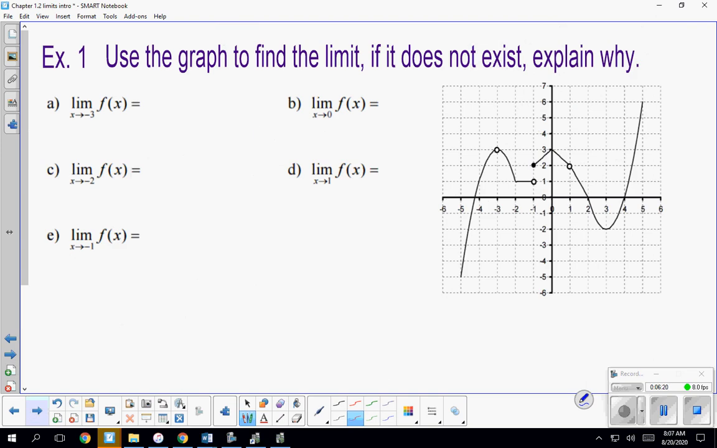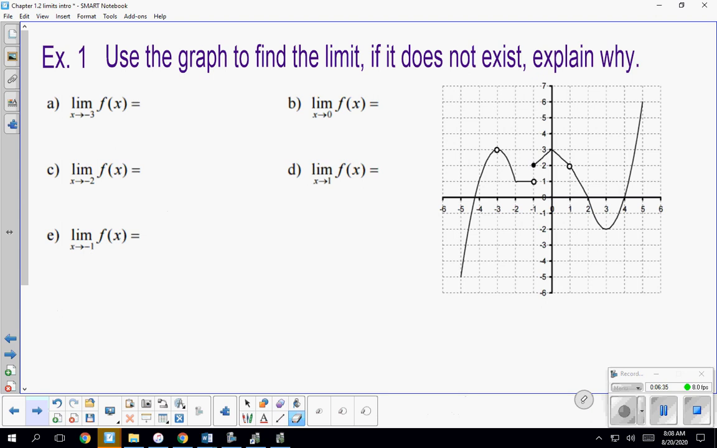So we're just going to do an example by looking at a graph. All of these are overall limits. None of these are one-sided limits, so our limits have to match. Again, none of these say x equals, so we're never going to look at what happens when x equals that value.